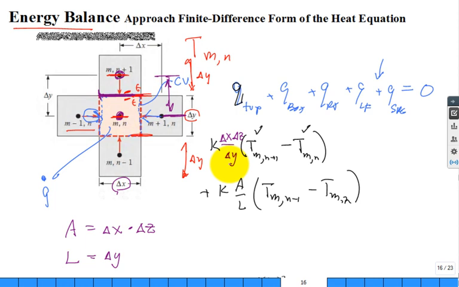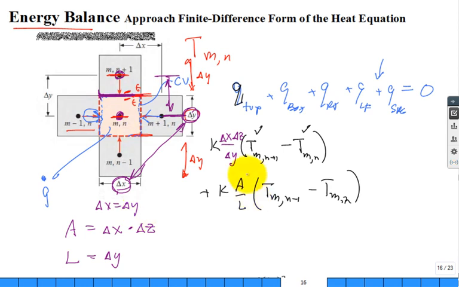Now, almost always, not always, but almost always, what do you think the relationship is between delta x and delta y? Graphically, for this problem, they look pretty close. Almost always, delta x is equal to delta y, but not always. You have to be careful. Sometimes you have a long versus short control volume.